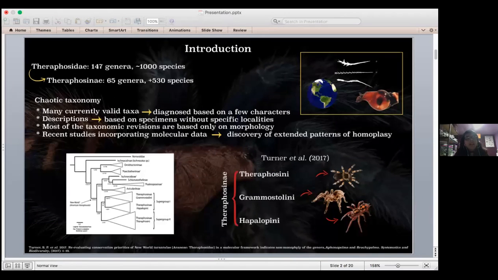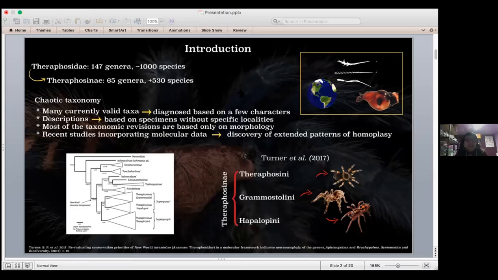So the Theraphosidae is composed of 107 genera and almost 1,000 species, and within Theraphosidae there are 14 classified subfamilies. The most diverse of them is Theraphosinae, with 65 genera and more than 500 species. The representatives of this subfamily are well differentiated by the presence of an extended subtegulum, very prominent keels in the embolus, and the presence of urticating hairs type 1, 3, and 4 in the abdomen, and the geographical distribution is limited to America.